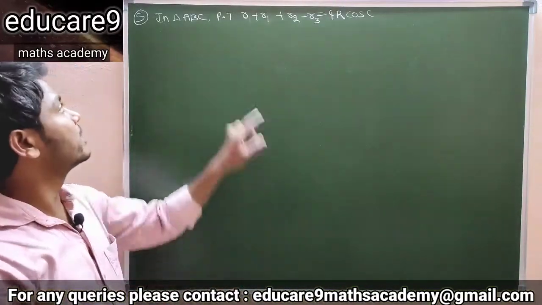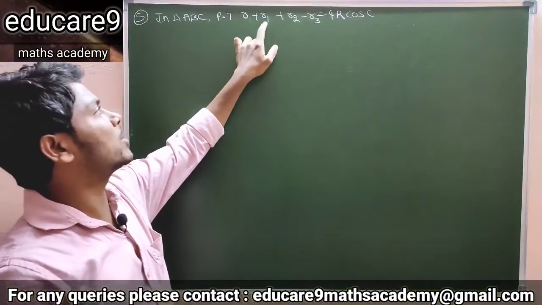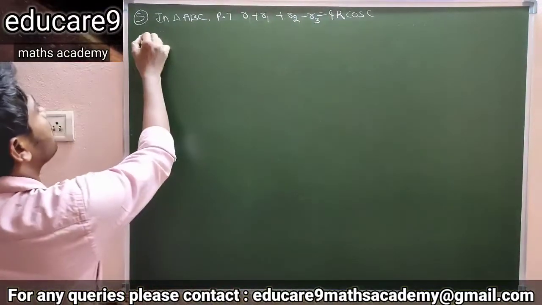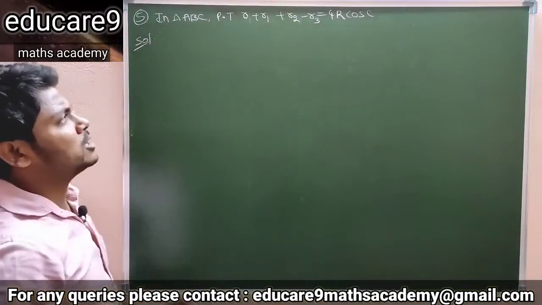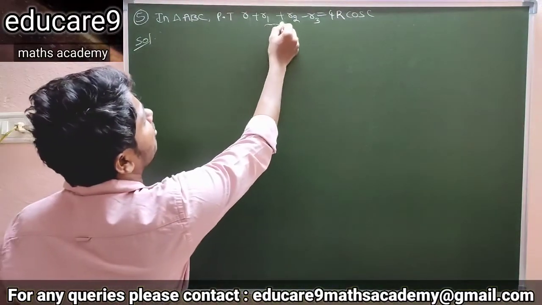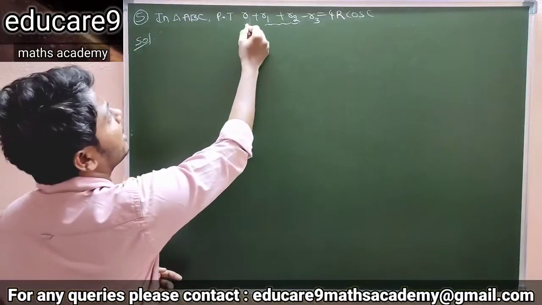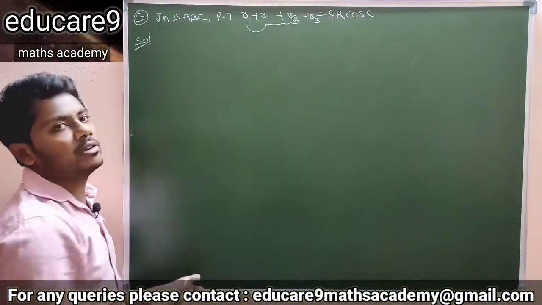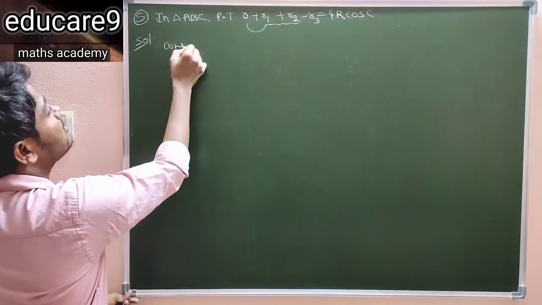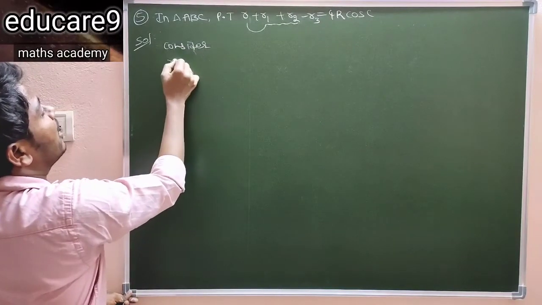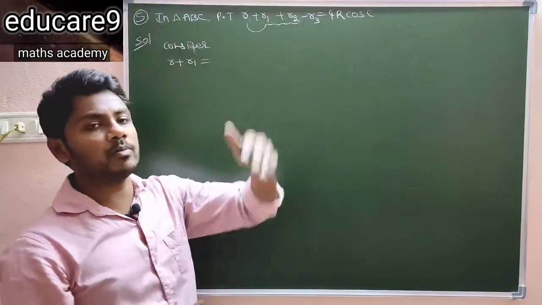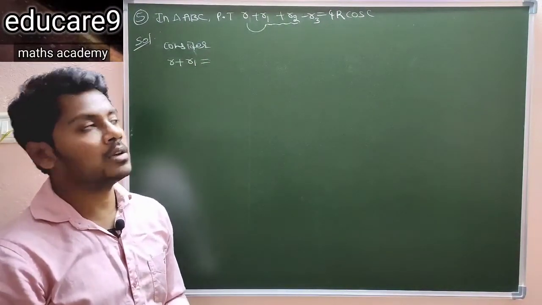So see the next problem. In triangle ABC, prove that small r plus r1 plus r2 minus r3 value is 4R cos A. So see here. First we have to consider any two. Here I am considering r and r1, r and r2. You can consider any two, r plus r1, or r plus r2, or r1 plus r2, or r minus r3, like that.